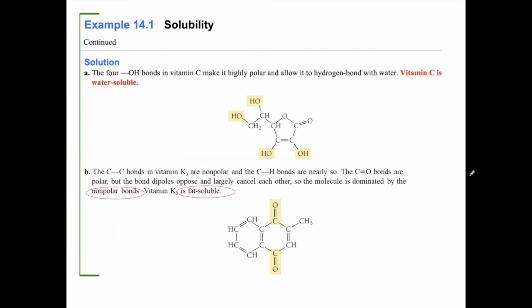Okay, so for part A, if we're looking at vitamin C, you've got these 4 OH bonds, making it really polar and likely to hydrogen bond with water. Therefore, vitamin C is water soluble.